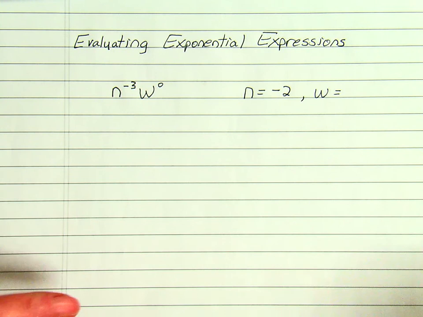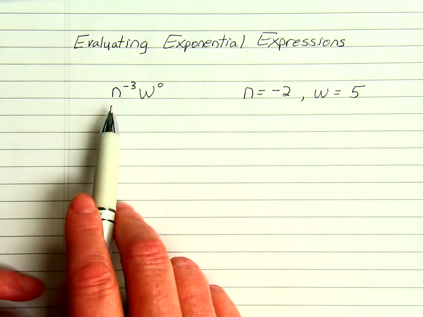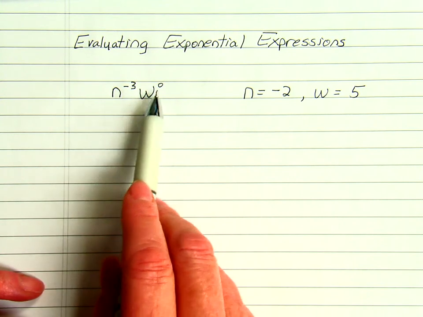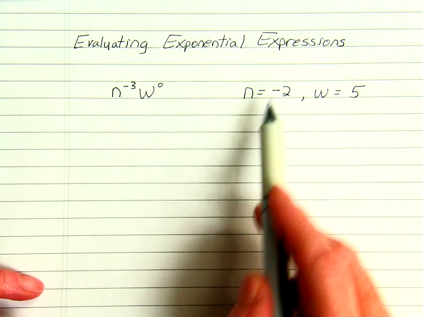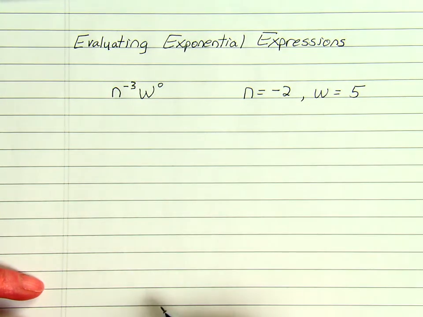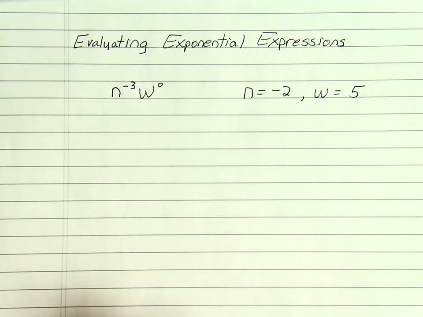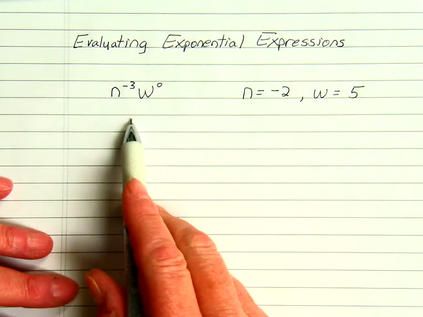And w will equal 5. So here is our expression, n to the negative 3, w to the 0, and our values are n equals negative 2 and w equals 5. So what I'm going to recommend always on these is to go ahead and simplify the expression first. Don't start throwing the values in until you have simplified the expression. So we're going to simplify this first.